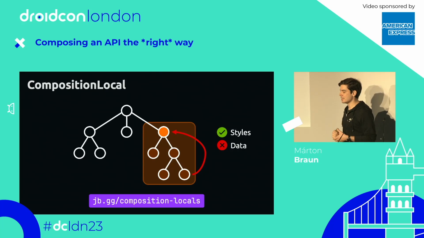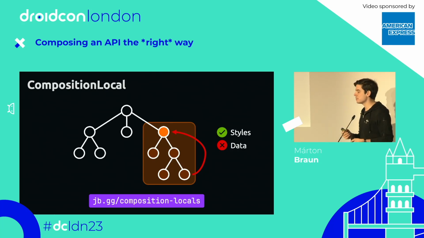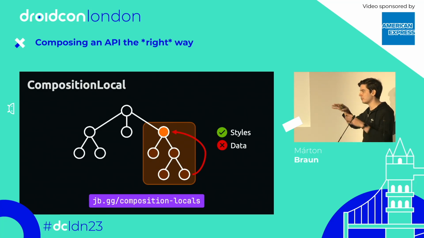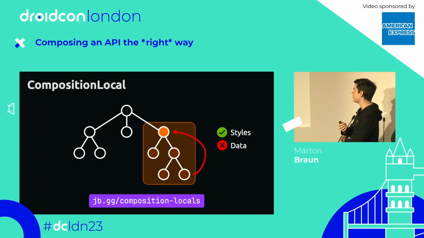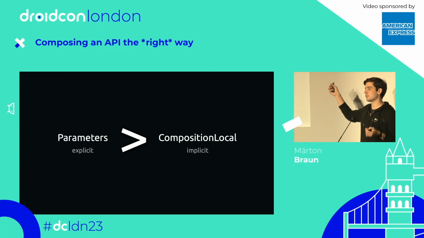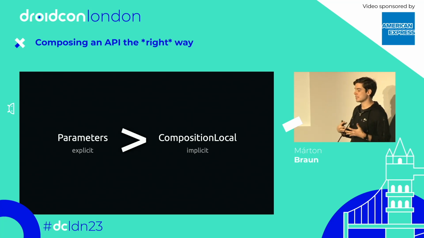And so the guidelines essentially say this. It's fine to use composition locals for styling, which is a really global concern. You want to be able to switch styling at a very high level and have it apply to a very large hierarchy. But you should really not use them to pass data around. You should prefer using explicit parameters over the implicit composition local APIs, even if it means that you have to do a lot of passing down parameters. Compose really likes it when you're explicit about the dependencies of your components.